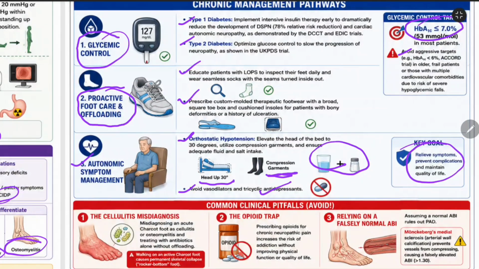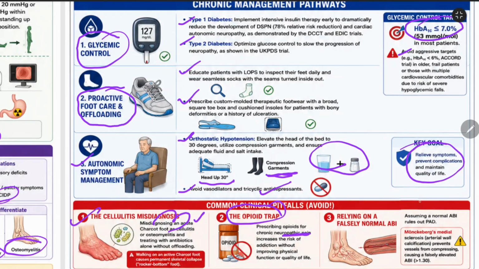Common clinical pitfalls to avoid. The cellulitis misdiagnosis: misdiagnosing an acute Charcot foot as cellulitis or osteomyelitis. So these three should be differentiated. And treating with antibiotics alone without offloading. So this is a pitfall. Walking on an acute Charcot foot causes permanent skeletal collapse, rocker bottom foot deformity. Also avoid opioids in patients who are having neuropathic pain.